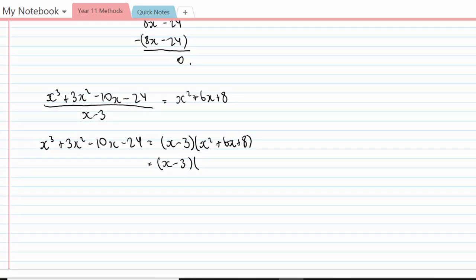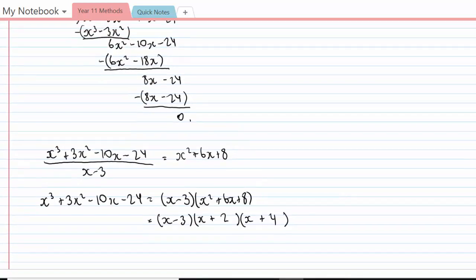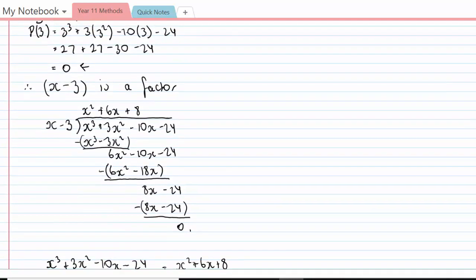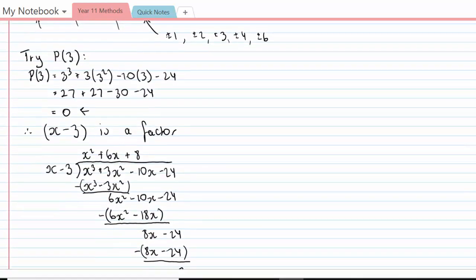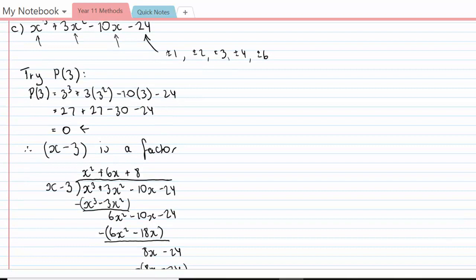So we've got x minus 3, and then two numbers that multiply to give 8 and add to give 6 should be 2 and 4. So x plus 2 and x plus 4. And now that is completely factorized. So this process is a bit more drawn out. There's quite a bit in it. Okay, and as I said, I was very lucky to get that first guess.